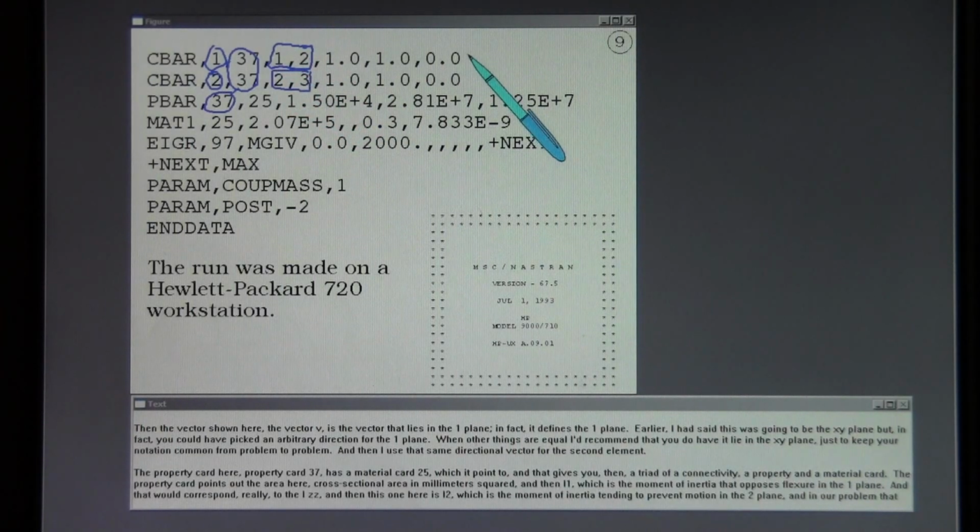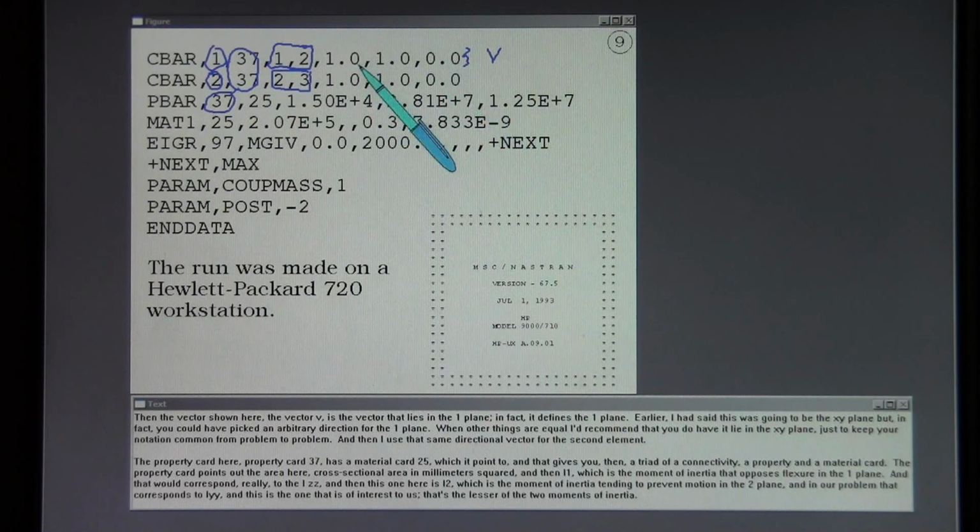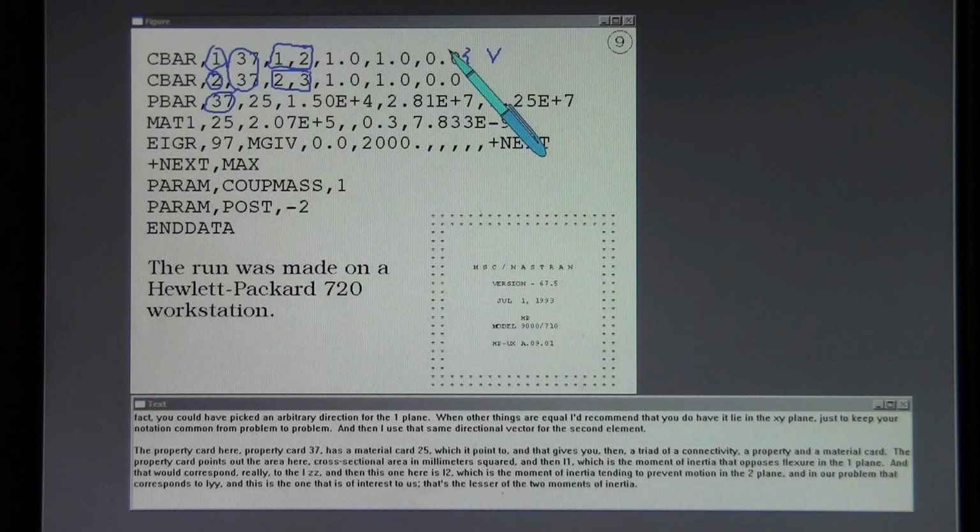Then the vector shown here, the vector v, is the vector that lies in the 1 plane. In fact, it defines the 1 plane. Earlier I had said this was going to be the xy plane. In fact, you could have picked an arbitrary direction for the 1 plane. When other things are equal, I'd recommend that you do have it lie in the xy plane just to keep your notation common from problem to problem. And then I use that same directional vector for the second element.